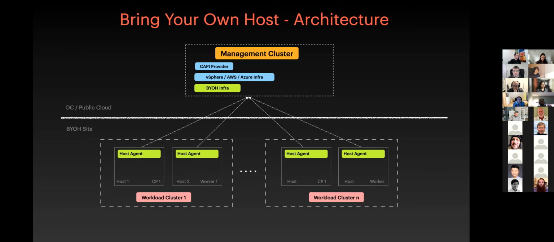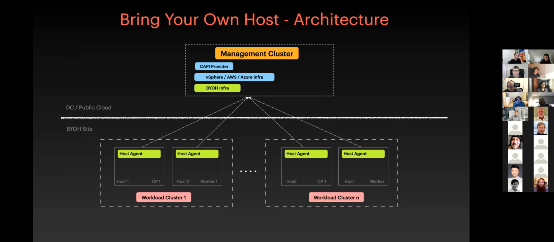And on the BYOH side, that is at the edge location, on each of the user hosts, we have developed this new component called the host agent. This is nothing but a Golang binary. You start this binary on each of the hosts, and its main responsibility is to communicate back to the management cluster and register this host as available capacity. So all the user has to do is run this host agent, and the host agent will register the host into the capacity pool.